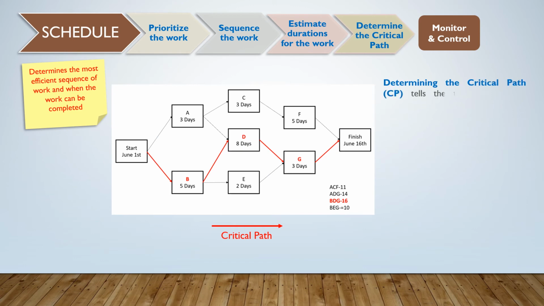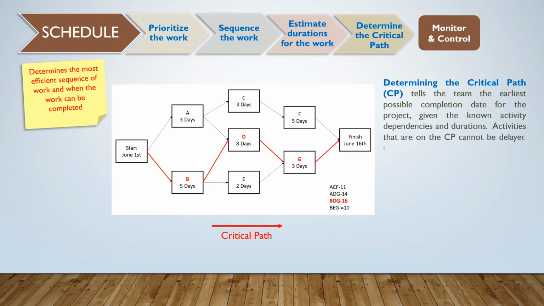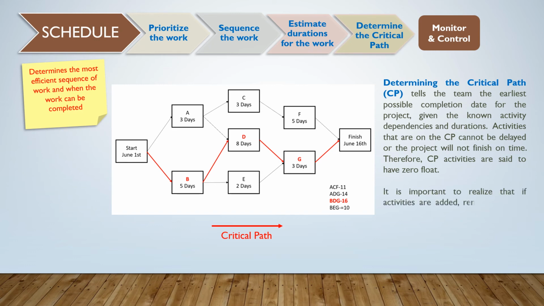Determining the critical path, CP, tells the team the earliest possible completion date for the project given the known activity dependencies and durations. Activities that are on the CP cannot be delayed or the project will not finish on time. Therefore, CP activities are said to have zero float. It is important to realize that if activities are added, removed, or change dependencies or durations, then the CP will change as well.